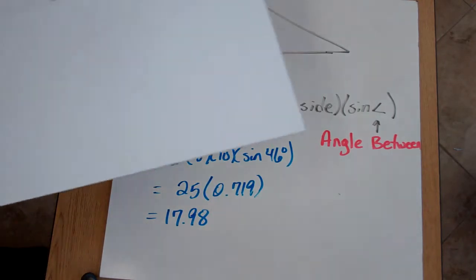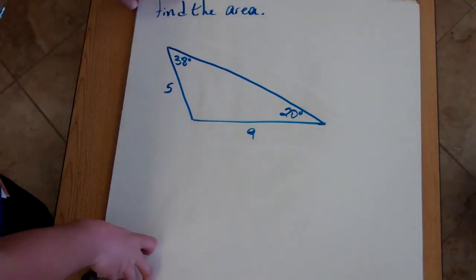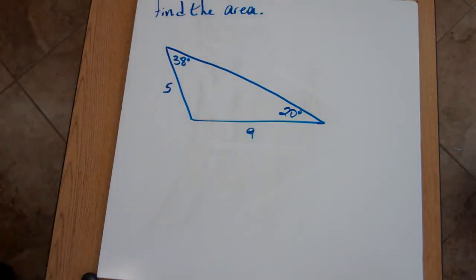Let's look at another example. Here we have another example. We want to find the area of this triangle. Let me switch colors to keep them apart. As you can see, we have this side and this side, so we need the included angle. Well, right here, we don't have this included angle.